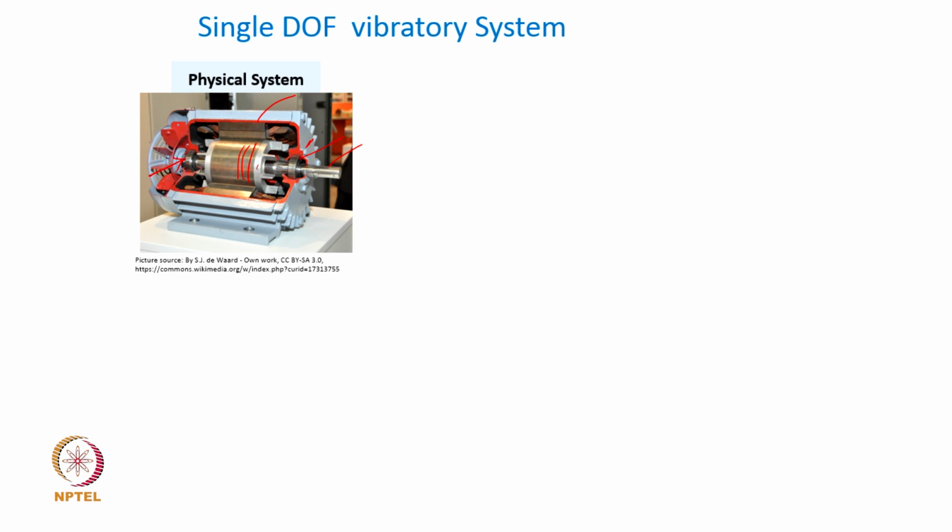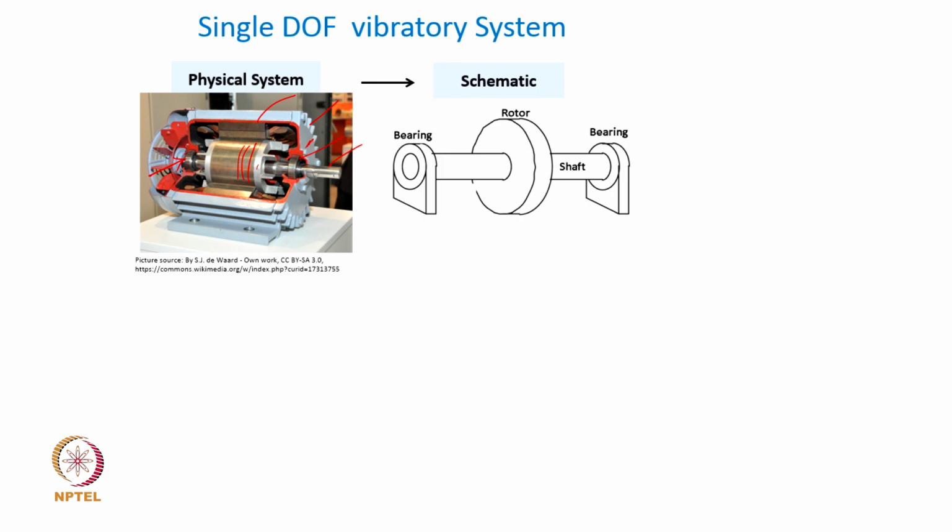So, if I want to model this as a vibratory system, as a first approximation, I may assume that this is absolutely rigid, and if this is treated as rigid, the vibratory system schematic of it can be a rotor mounted on a shaft which is supported in these 2 bearings, as I showed you in the picture here, and that becomes the first level schematic. It is a very simplified model, but to start with we can get started with this type of a model.